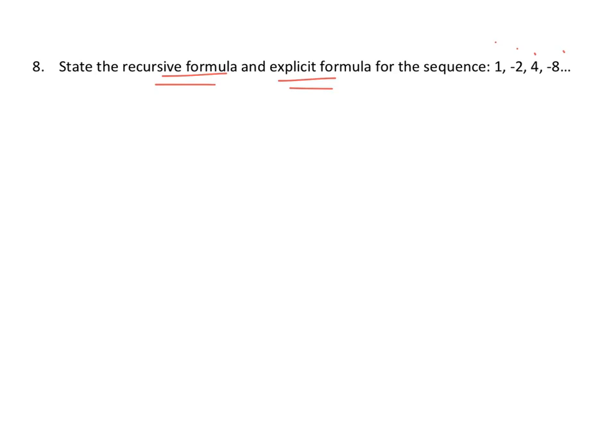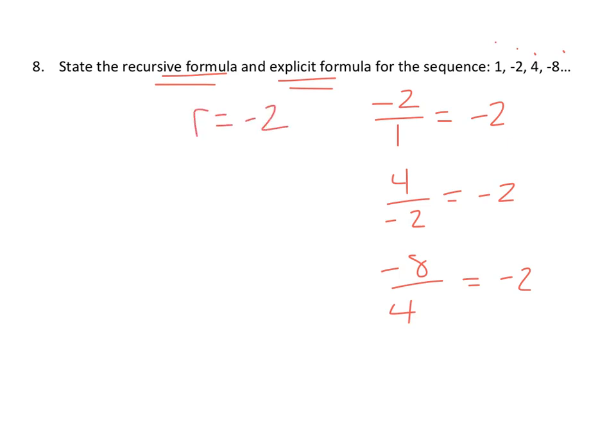So this is probably geometric, and I'm going to check by doing -2 divided by 1, which is the second and the first term being divided. And then I'll do the third and the second, and look, it's the same thing, and just to be safe, -8 divided by 4 is -2. So clearly it's geometric, with an r value equaling -2.